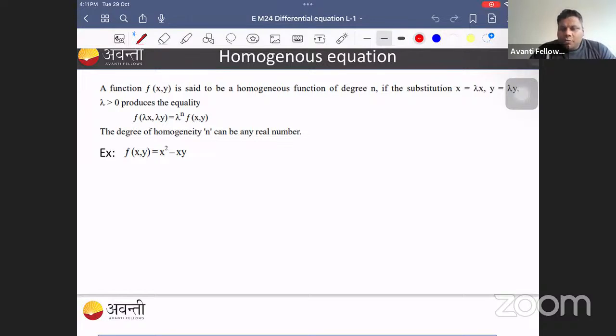So since none of you were there in the previous class, I discussed what a differential equation is. Then I told them the order and degree of a differential equation. Then I discussed the formation of a differential equation. And also we did the variable separable form of differential equation. All right.